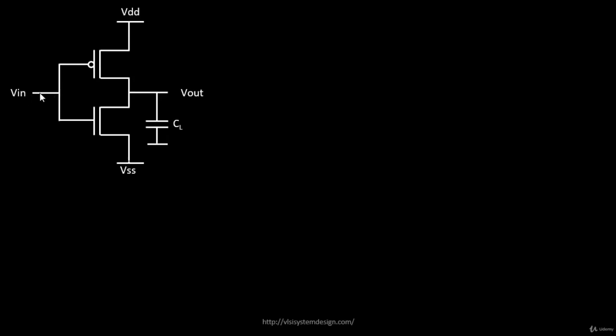Your gate is connected to Vin, but both the gates are tied together and connected to the input potential. Both the drains of your PMOS and your NMOS are tied together to get the output potential. And we have a load. The load could be anything.